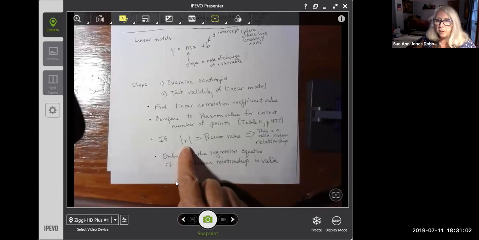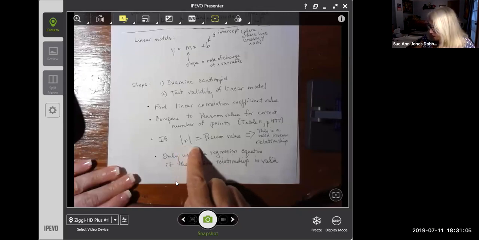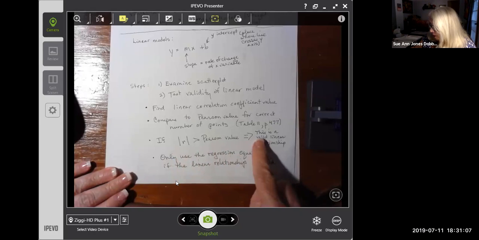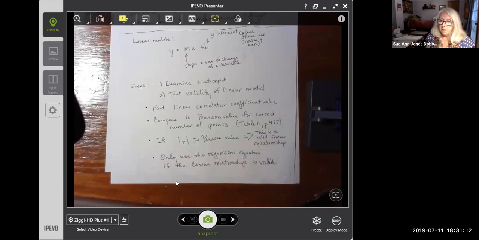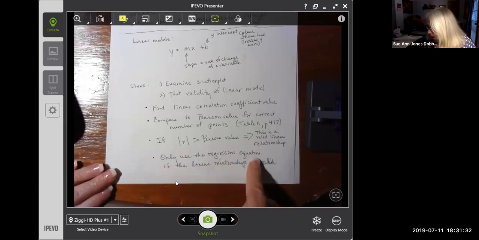Formally, it looks like this. When the absolute value of the correlation coefficient is greater than the Pearson value, you find that there is a valid linear relationship between those points. Now, every single set of compared points will give you a regression equation. I mean, that's just a little trick of arithmetic, okay? That doesn't make the regression equation useful. You can only use the regression equation if the linear relationship is valid.